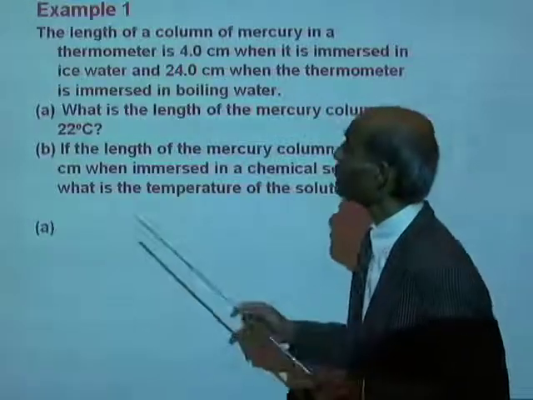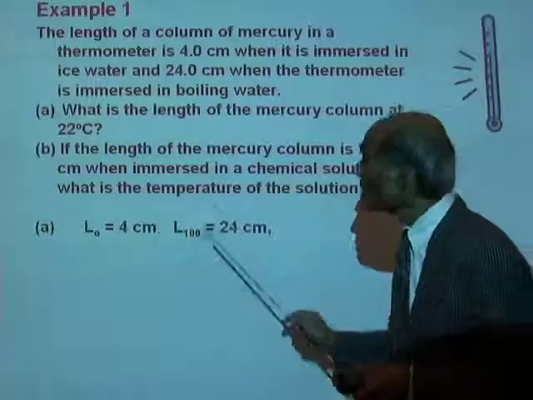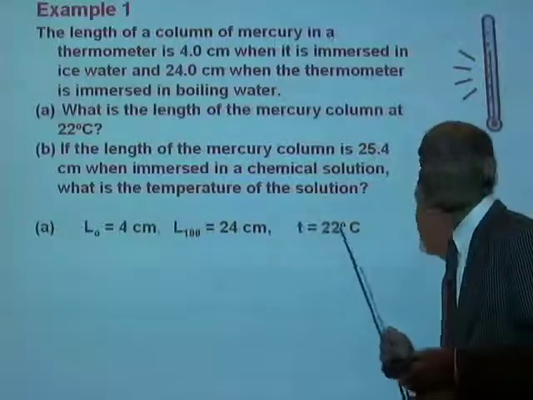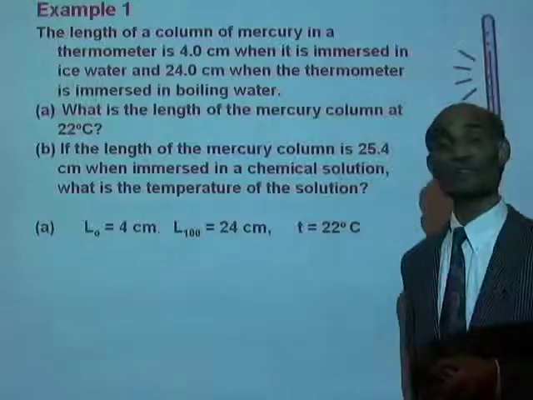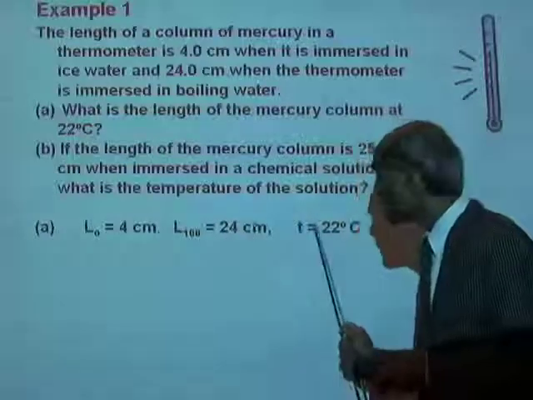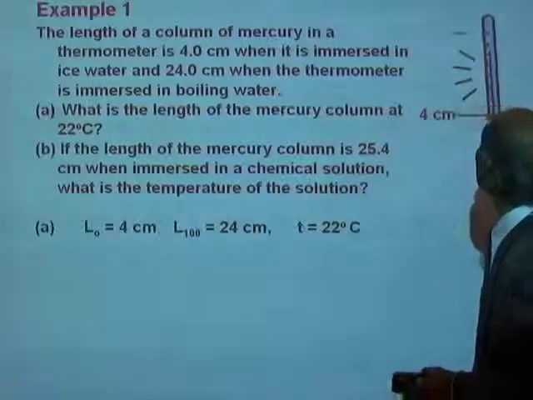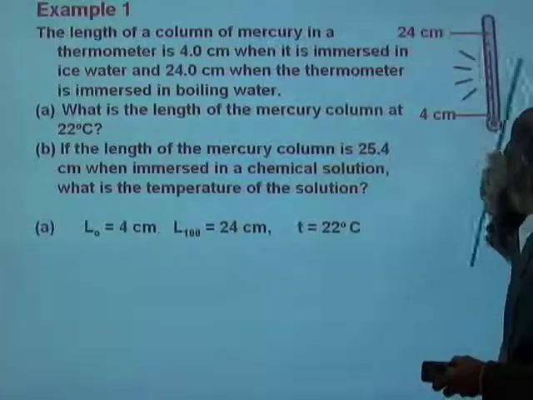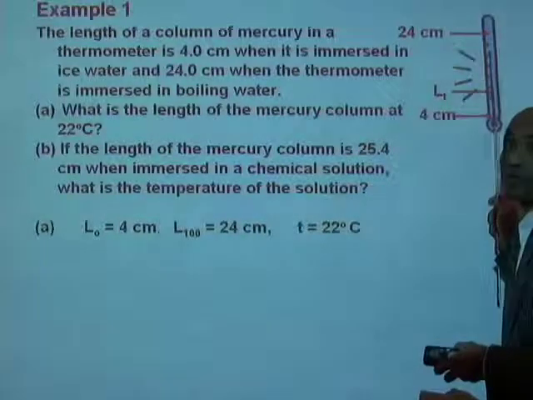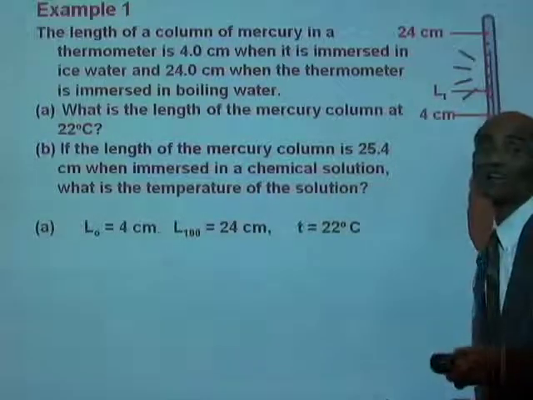All right, let's do that. What do we know? We know L0 is 4 centimeters. We know L100 is 24 centimeters. We know the temperature that you want to measure is 22 degrees Celsius. We want to find the length of the mercury corresponding to that temperature. So this is L0, this is L100, and this is the level of mercury corresponding to 22 degrees Celsius. We want to find that length L sub T.